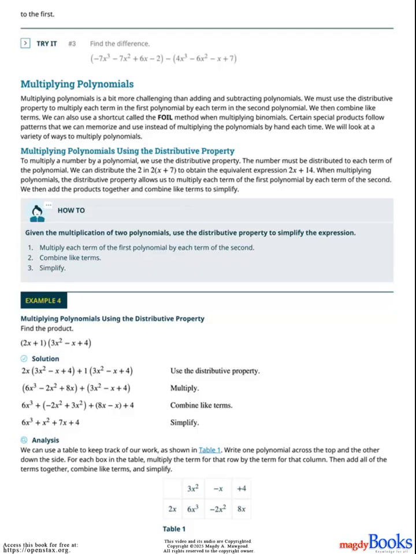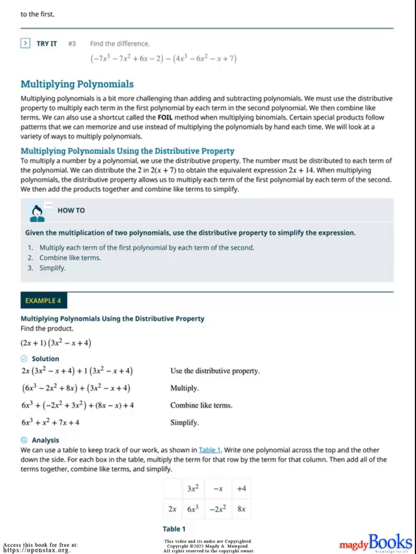Example 4. Multiplying polynomials using the distributive property. Find the product (2x + 1)(3x² − x + 4). Solution. 2x(3x² − x + 4) + 1(3x² − x + 4).